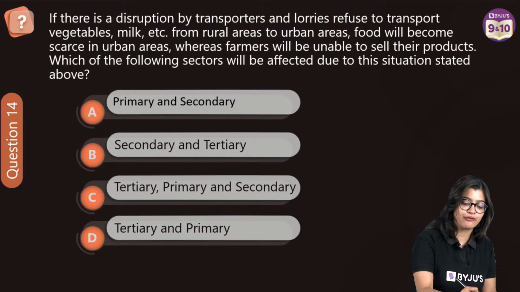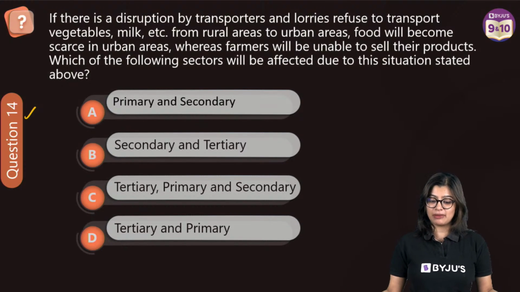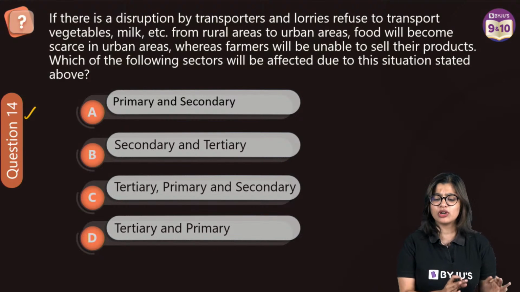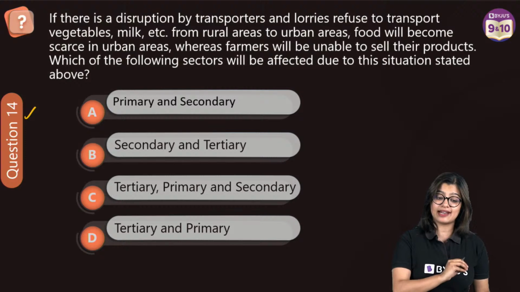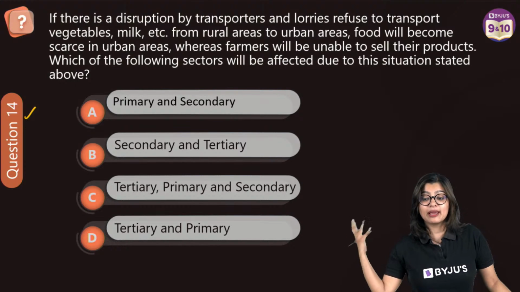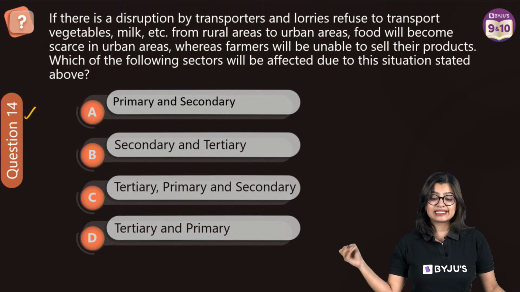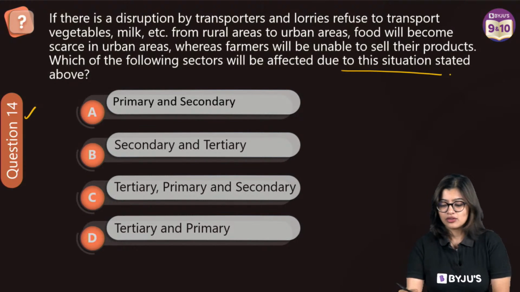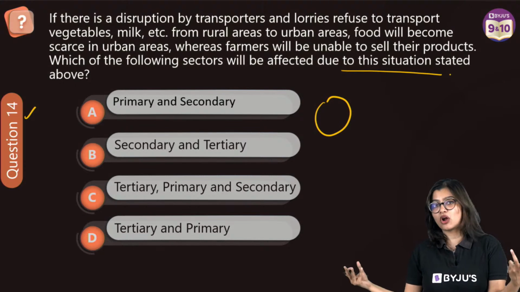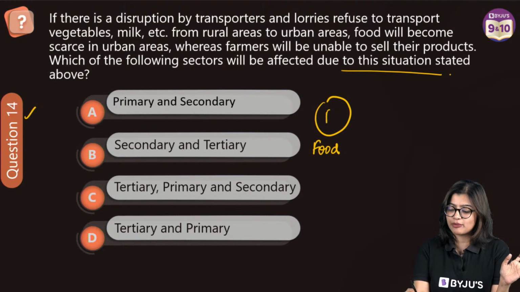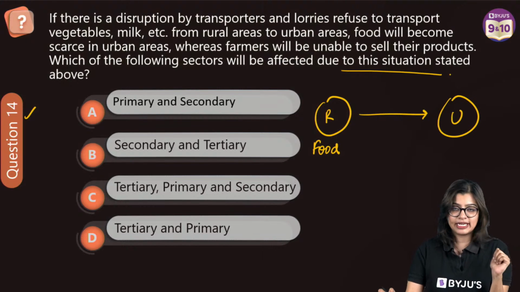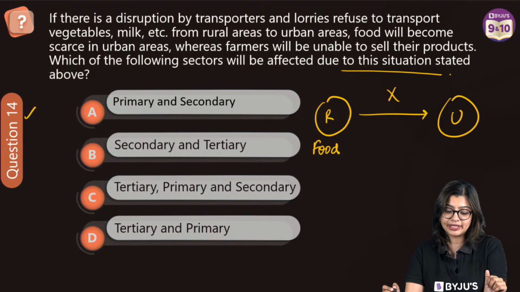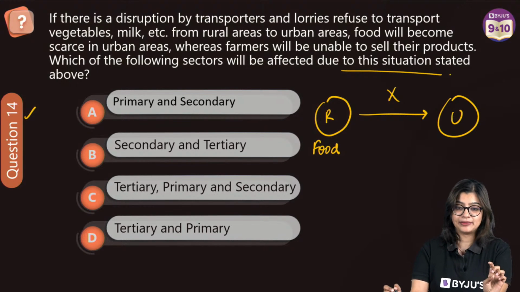Anyway, coming here to question 14, right? If there is a disruption by transporters and lorries, they refuse to transport vegetables, milk, etc. from rural areas to urban areas, food will become scarce in urban areas, whereas farmers would be unable to sell their products. Which of the following sectors would get affected due to this situation? Very easy. So you have people who have decided, I will not transport food. They will not take food from your rural areas all the way to your urban areas. So in this case, what would happen? Which sector will get affected?